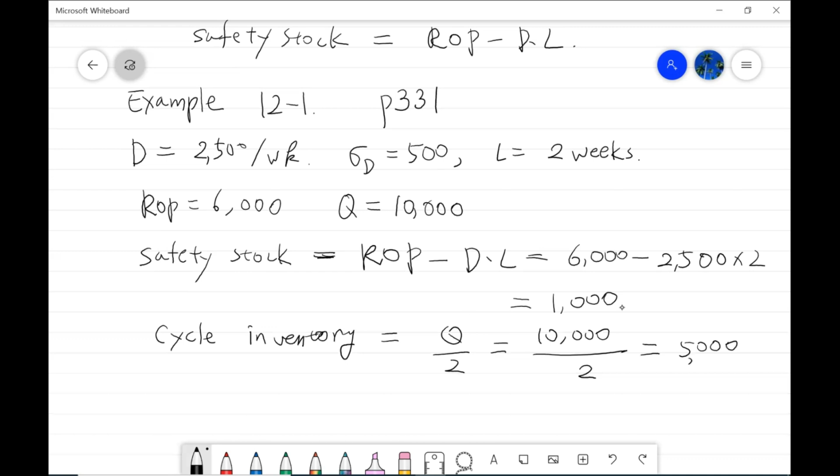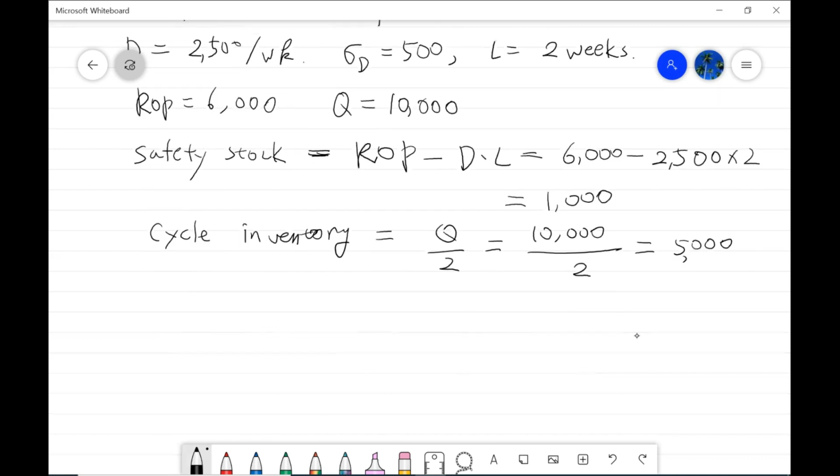So after all, how much inventory you have is not only the cycle inventory, you have to add the safety stock. So the average total inventory is the cycle inventory plus the safety stock.